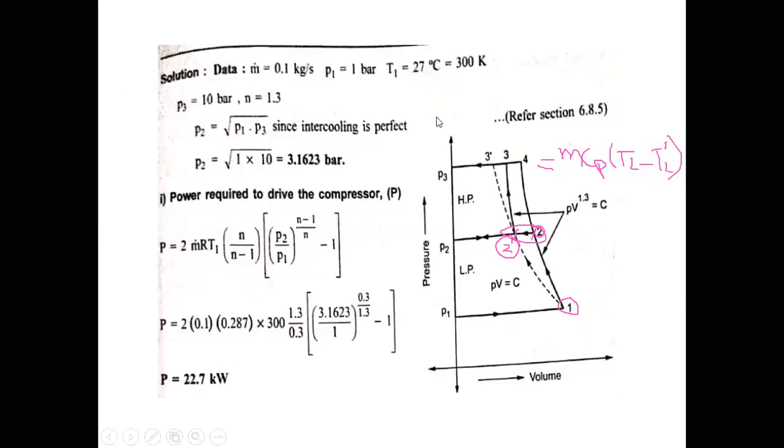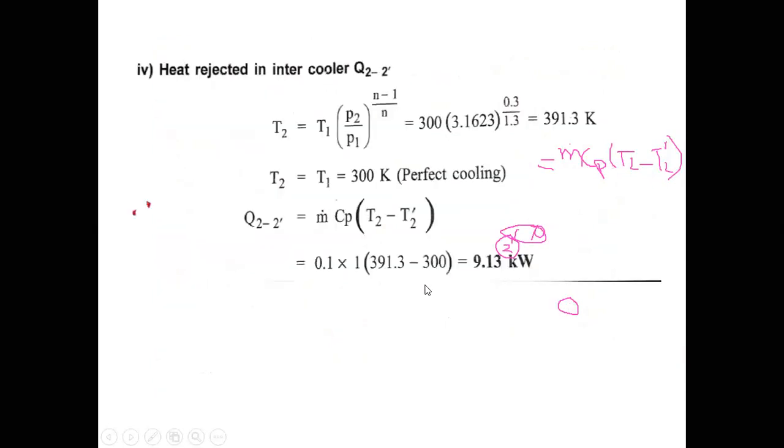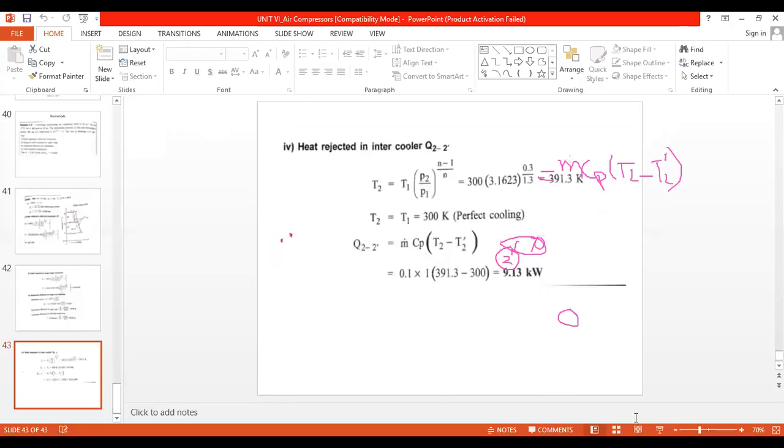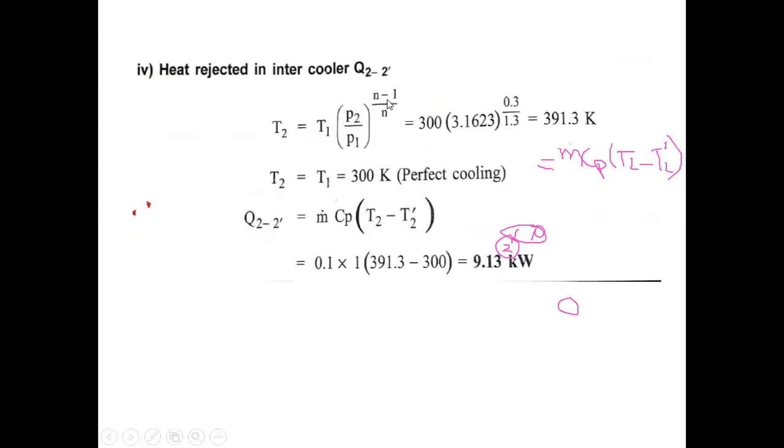The T2 temperature is not known to us, but process 1 to 2 is polytropic compression. So one can use this relation, that is T2 by T1 is equal to (P2 by P1) raised to (n minus 1) upon n. This is the relation that we already derived in thermodynamics. From this we can find T2. In case of perfect intercooling, this T2 dash will be equal to T1.